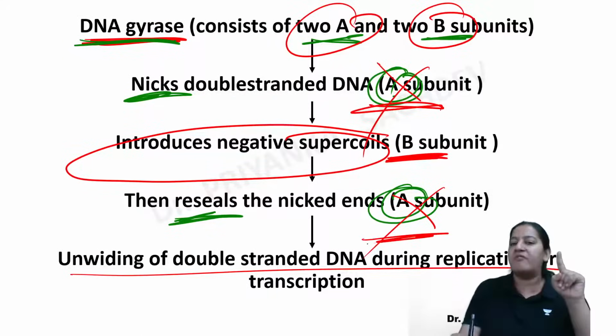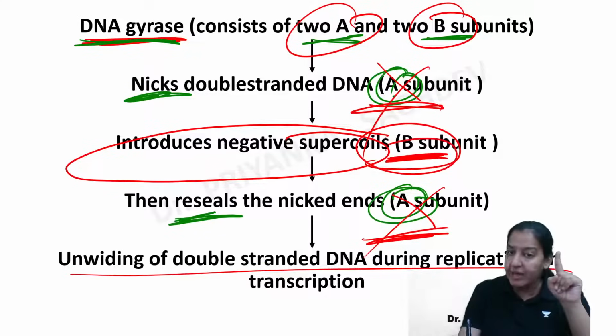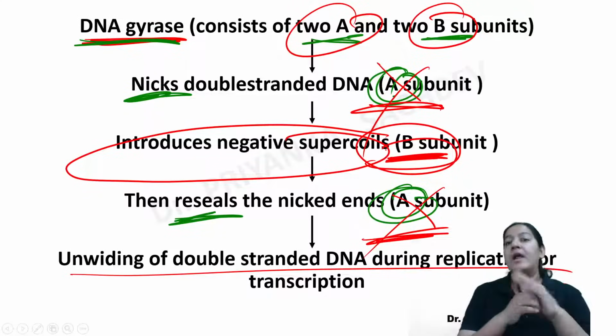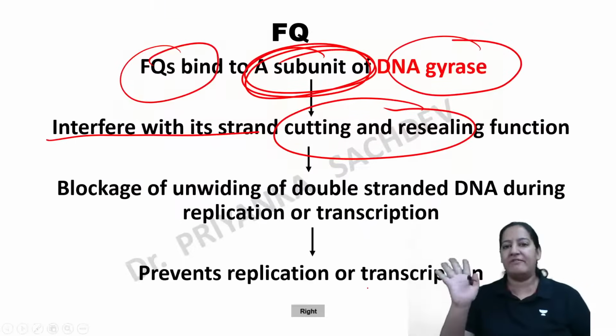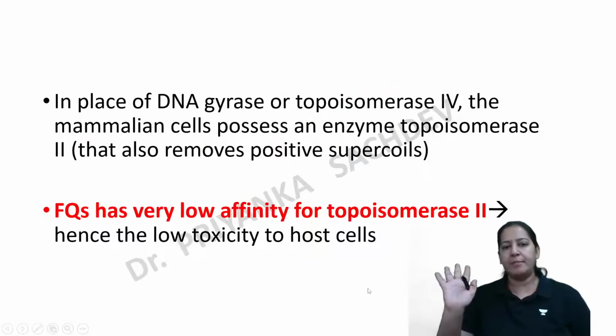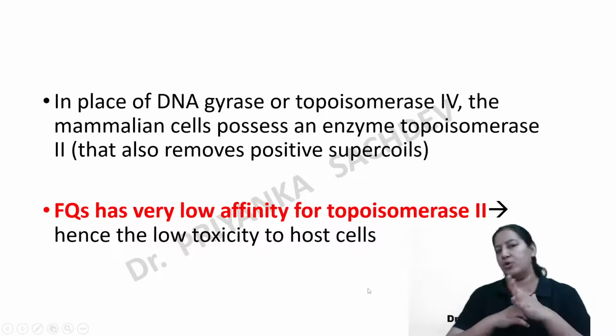But unit A is doing the job of cutting and sealing. Unit B is the main unit which is introducing negative supercoil. And quinolones inhibit unit A, not B. I am correcting my mistake. Please everyone listen. You got my point? So this is the mechanism of action of fluoroquinolones.